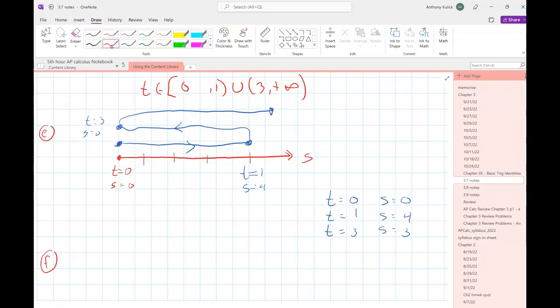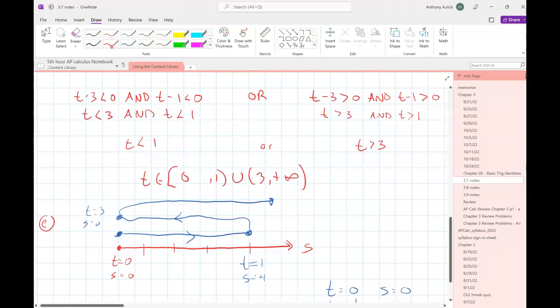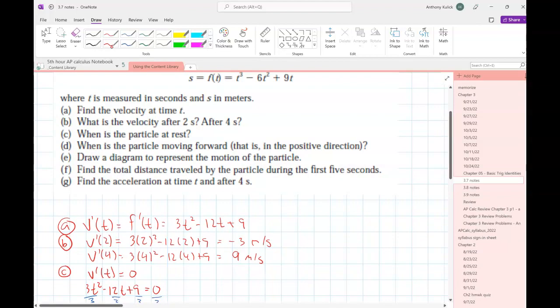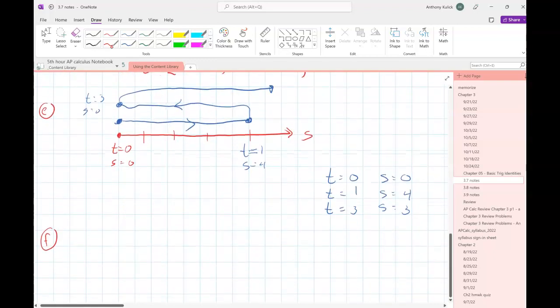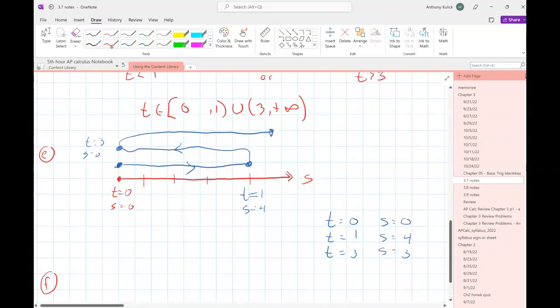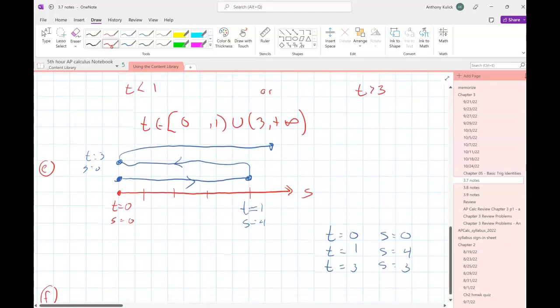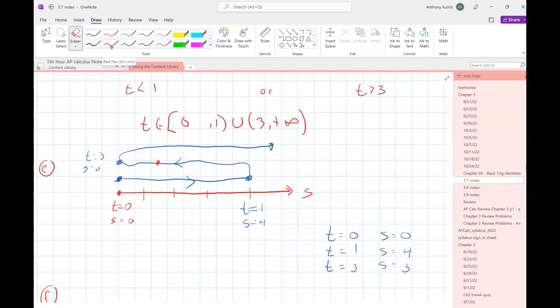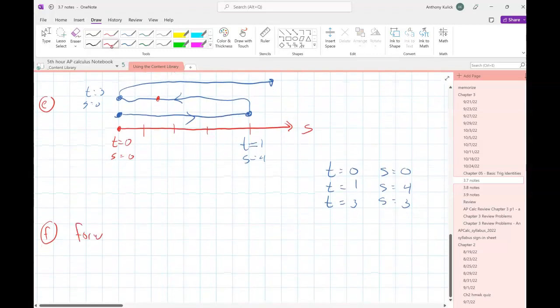All right. Everybody's okay? Let's see what F says. There's a million parts to this, right? Find the total distance traveled by the particle during the first 5 seconds. This is going to be a little tricky, right? Because if I just look at the position at t equals 0 to t equals 5, it's just going to show me that much has happened. I'm going to get that much distance traveled. So what I'm going to need are the forward parts and then the backwards parts.